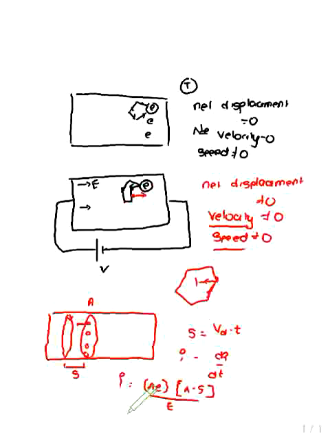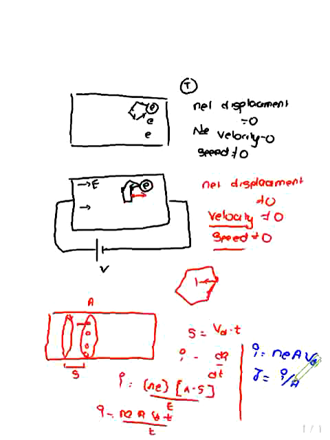We can also write this as I is equal to nA times displacement, which is Vd into t, upon t. So from here we get the famous equation I = neAVd. From this equation we can calculate the drift speed. There is a special term called current density, which is defined as the amount of current passing through a given area. Let us continue our discussion with this drift speed as follows.